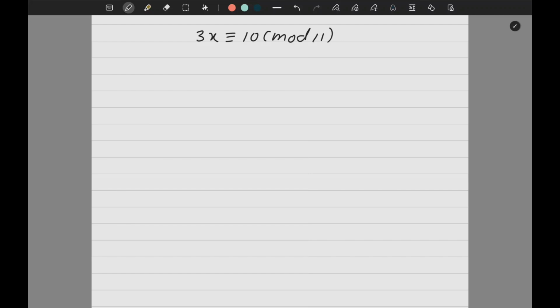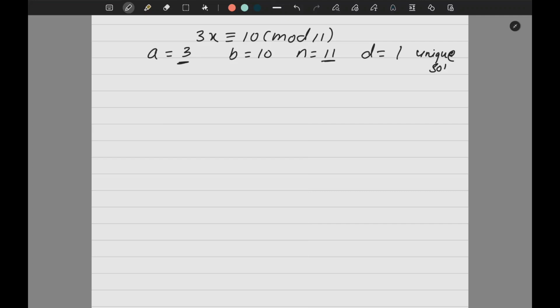Now suppose I have to solve this. It means I need to find out the value of x, right? So first, always have a habit of defining your a, b and n. And you define your d. d is nothing but the GCD of a and n. So they are co-prime, so d is 1. d is 1 means I have a unique solution. Right? I will get a unique solution.